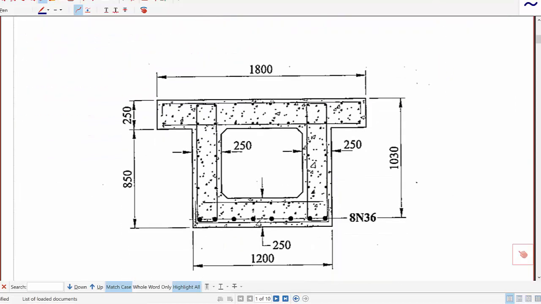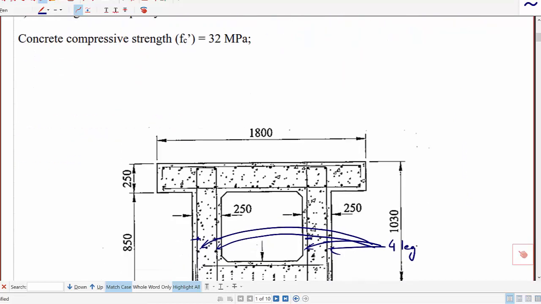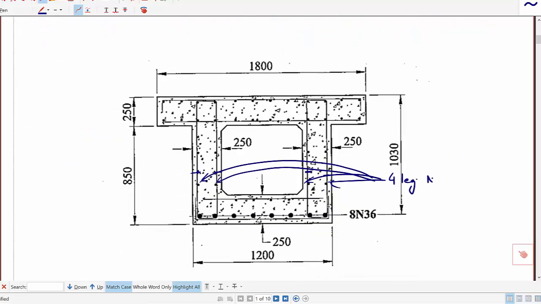As you can see here, they have 4 leg stirrups here. This is 1, 2, 3 and 4. So it is a 4 leg stirrup. So there are 4 leg stirrups, and the stirrups diameter are N12 bars. So 4 leg N12 stirrups, or they are also called as fitments.